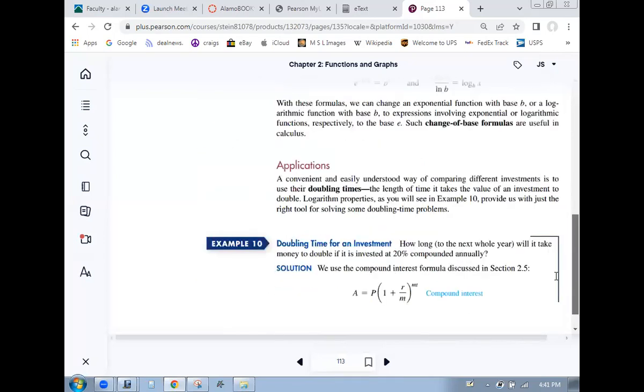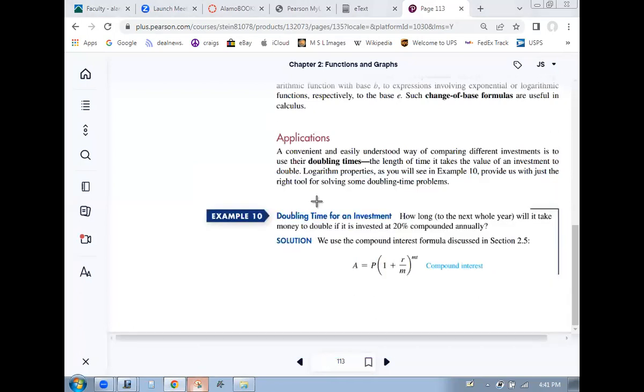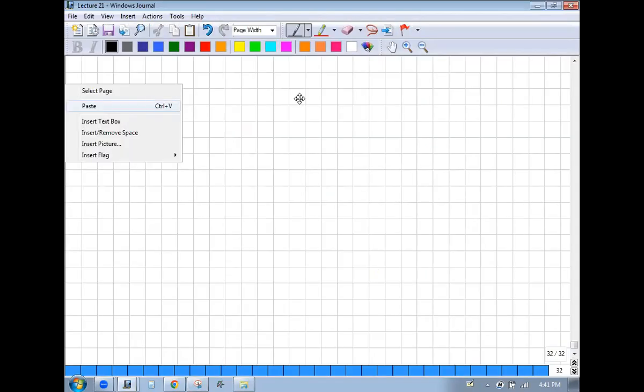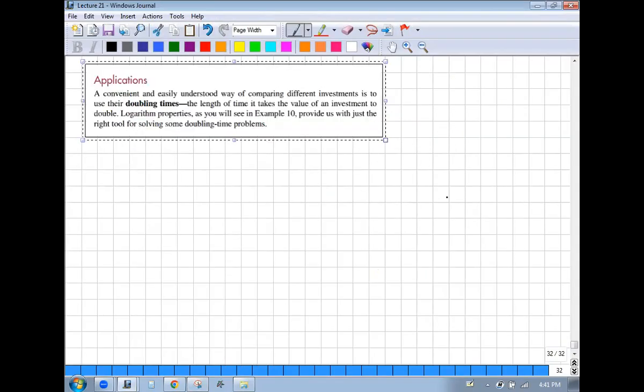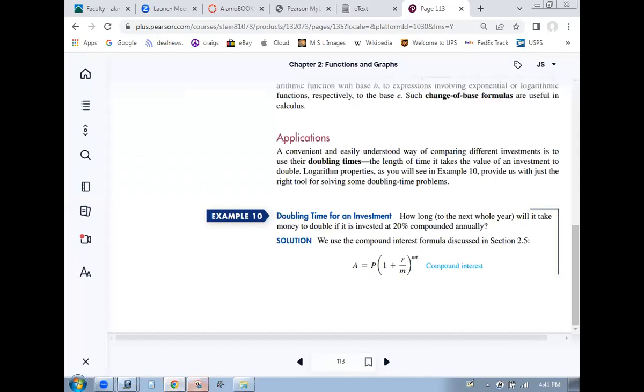Doubling times. If you're investing money, the time it takes to double $10 is the same amount of time it takes to double $1,000. The doubling time is the same. It doesn't depend on how much you invested. If something's decaying, you talk about half-lives, okay?